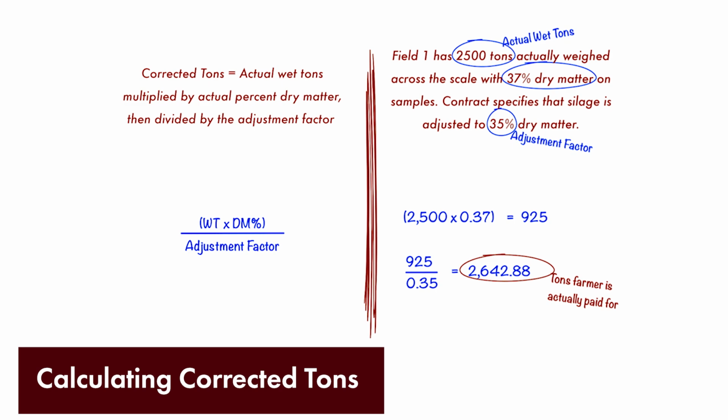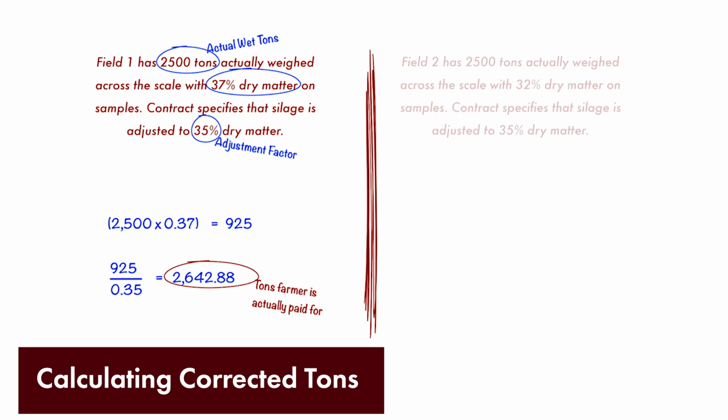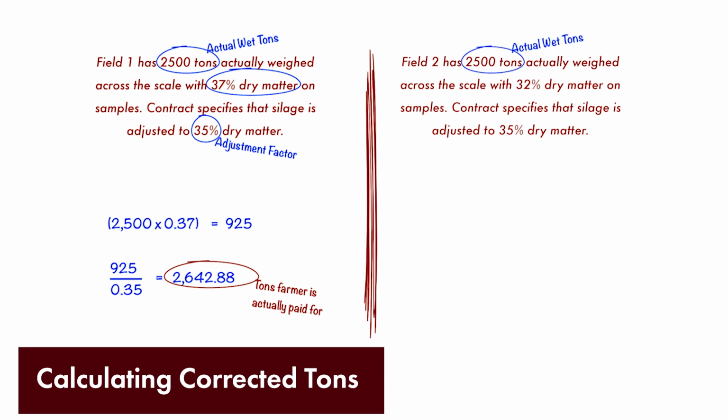Then we have another example. We harvested this field. We brought in 2,500 tons as is. So that was what was weighed across the scale before we did any adjusting. And that came in at 32% dry matter. Our adjustment factor, we adjusted to 35% dry matter, that's our contract spec.